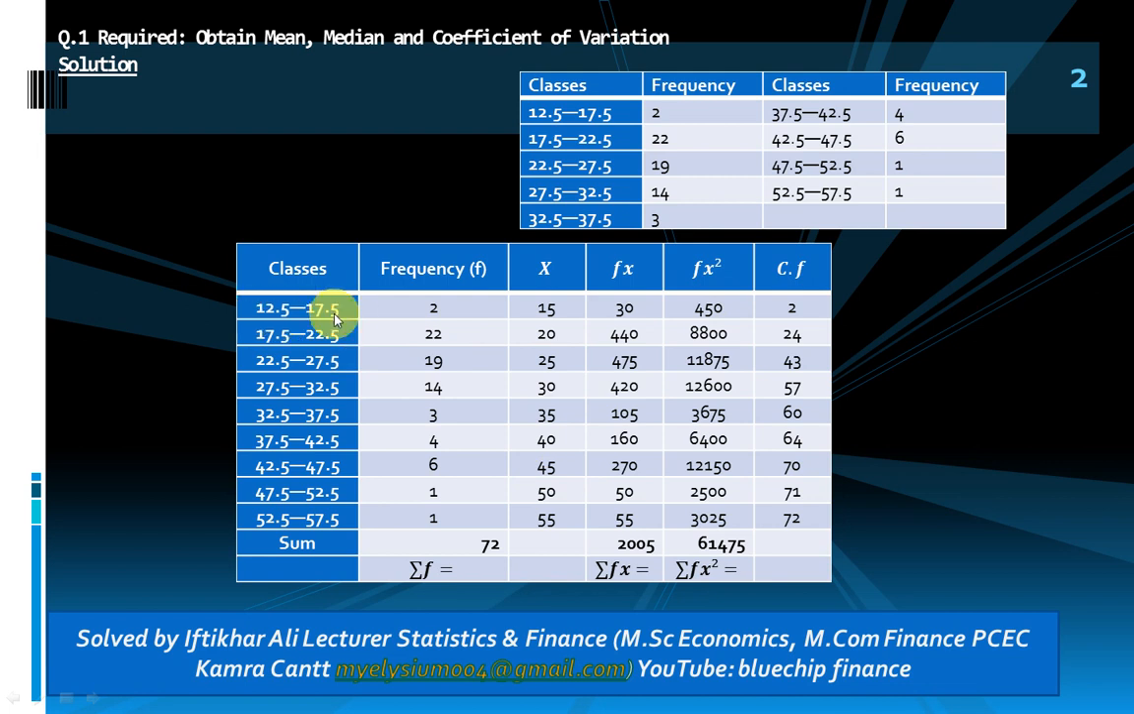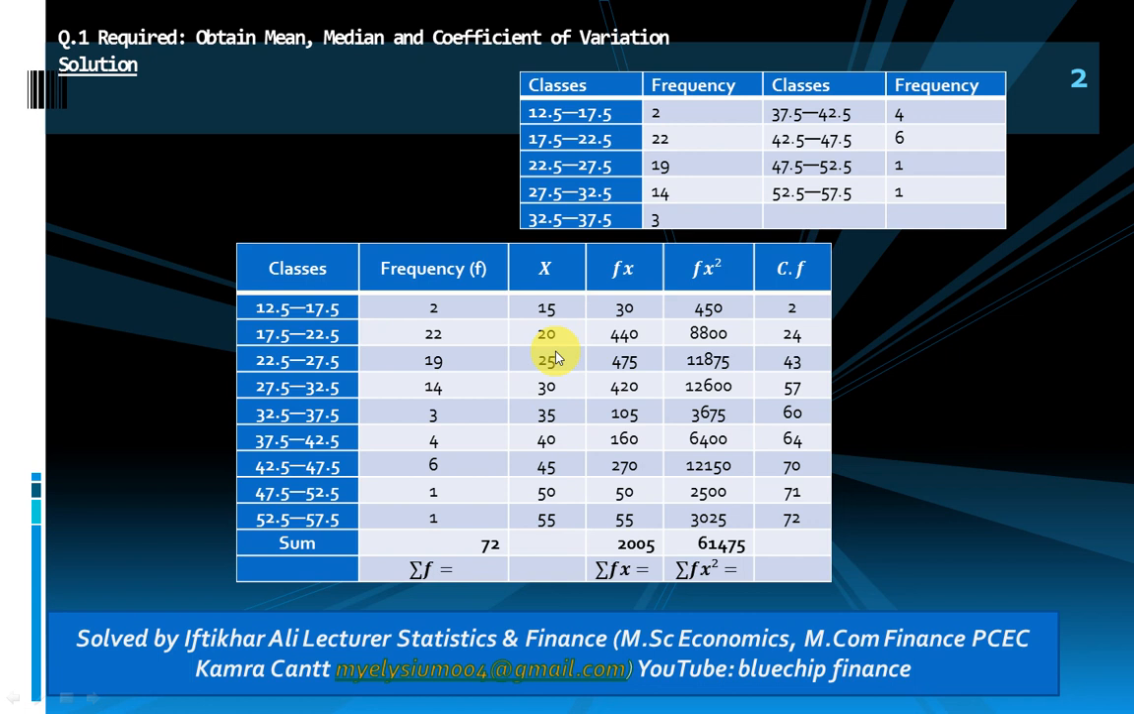H is the difference of the class limit. So between 12.5 and 17.5 there is a difference of 5. So just add 5 to the class mark for the next class mark. So 15 plus 5 is 20, plus 5 is 25, and so on.